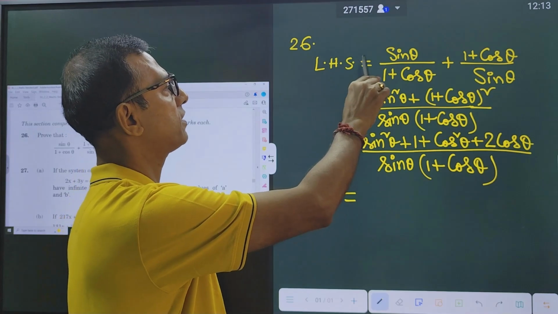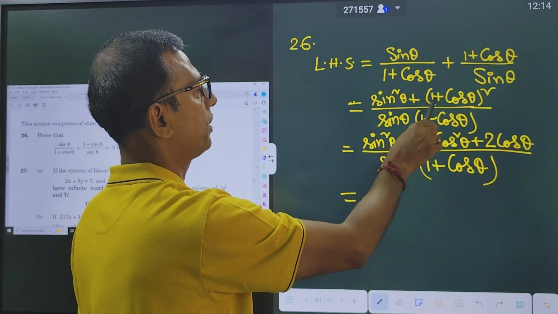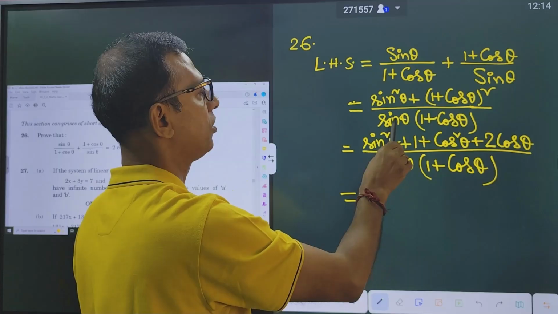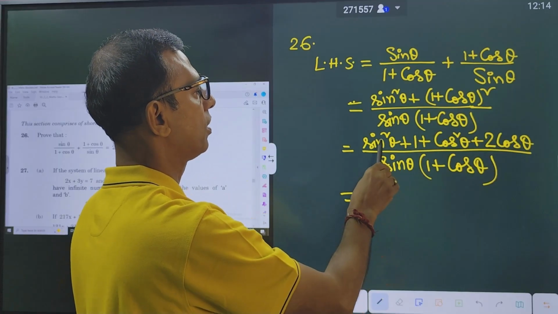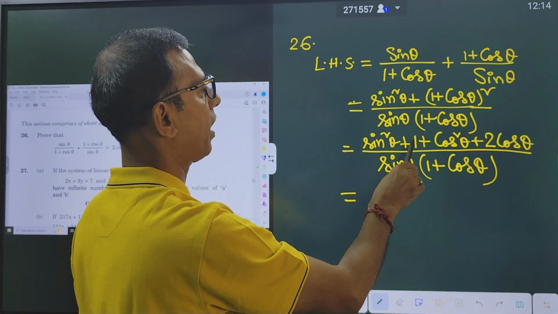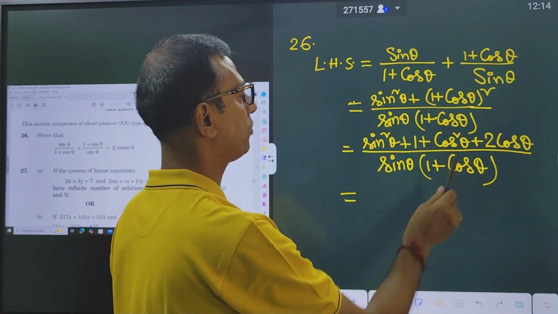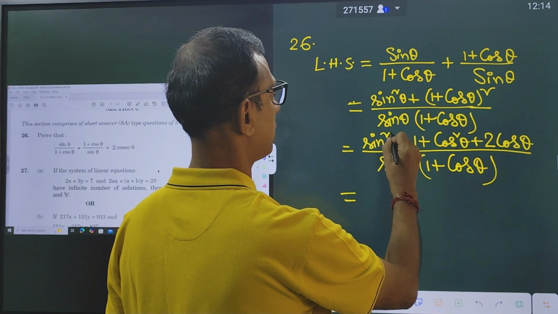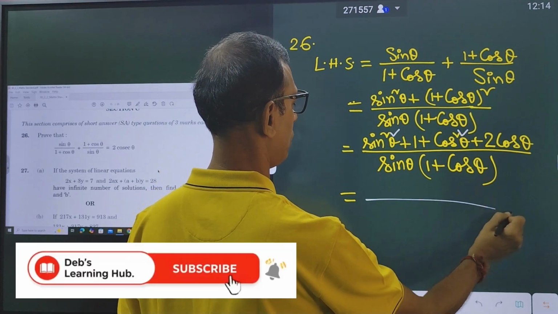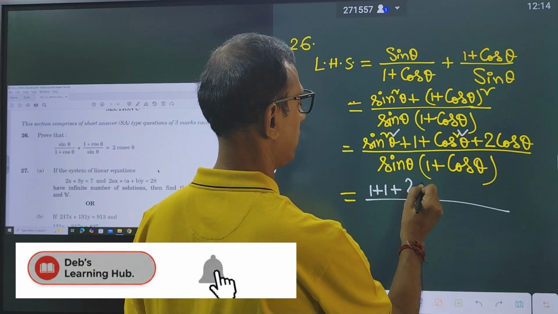So from the left hand side you have started: sin theta by 1 plus cos theta plus 1 plus cos theta by sin theta. You are just doing the addition: sin square theta plus 1 plus cos theta whole square, by denominator sin theta into 1 plus cos theta. Now you are just breaking 1 plus cos theta whole square: sin square theta plus 1 plus cos square theta plus 2 cos theta, a plus b whole square formula. Now sin square theta plus cos square theta, these two equal 1.